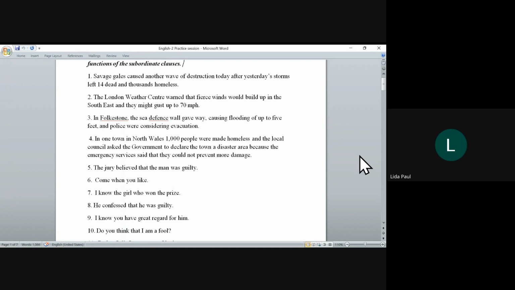So we're trying to answer the London Weather Center warned that, right? Warned what? So the whole clause is taking the place of the object of the verb warn. And objects are usually nominal in nature, which means it has to be a noun. Subject and object always have to be a noun. So anything that sits in its place will have nominal qualities, whether a phrase or a clause or anything. So this one is a noun clause: that fierce winds would build up in the southeast, and so on and so forth, right?